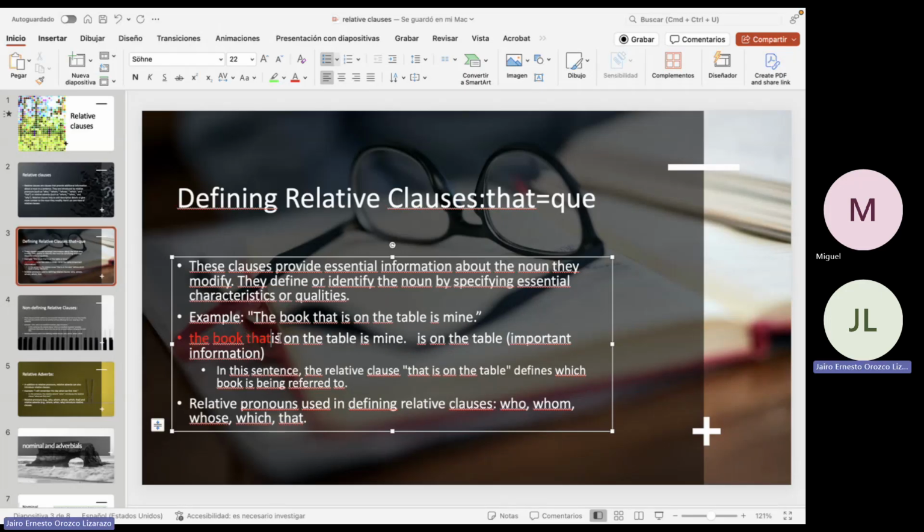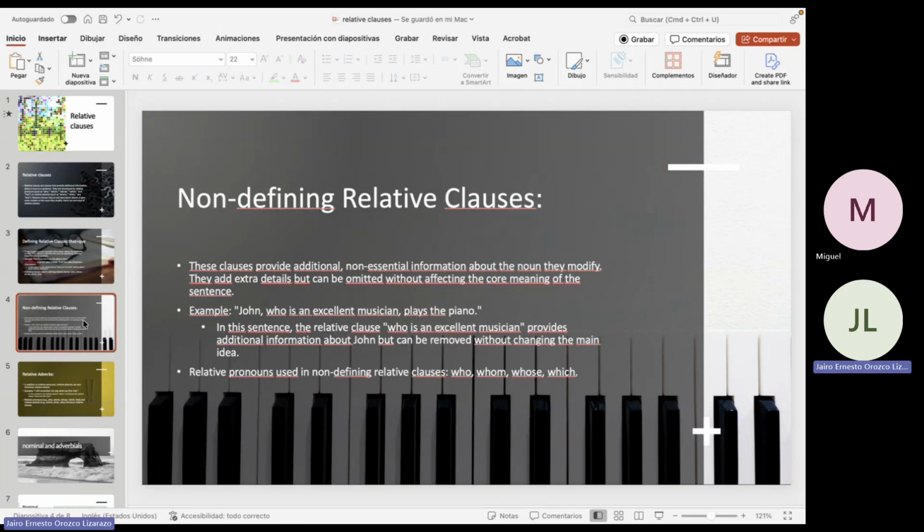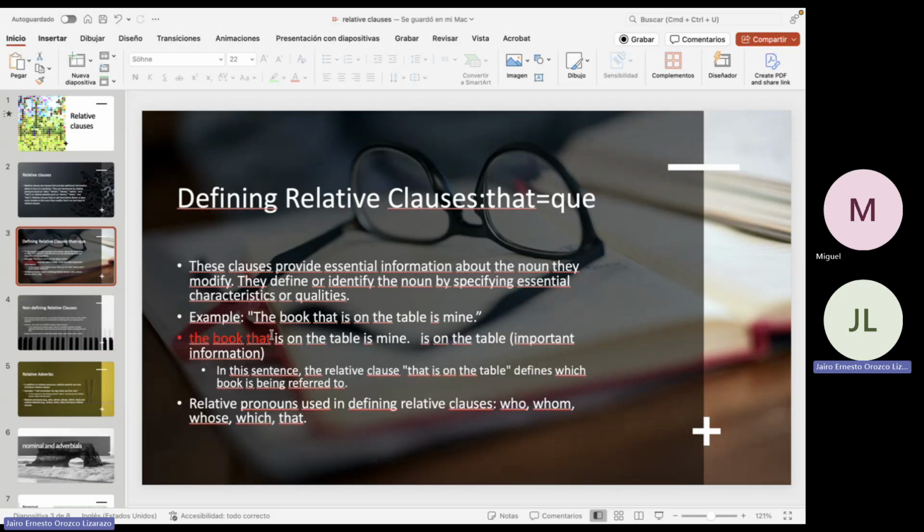And we join it with this word. The book that is on the table is mine. That's how you create a relative clause. In this case, that is on the table, right? Which is important information, right? This is called a defining relative clause. If we have non-important information, that is called non-defining. Okay. In this case, these clauses provide additional non-essential information about the noun they modify. They add extra details but can be omitted without affecting the core meaning of the sentence, right? In this case, we have two sentences, right?